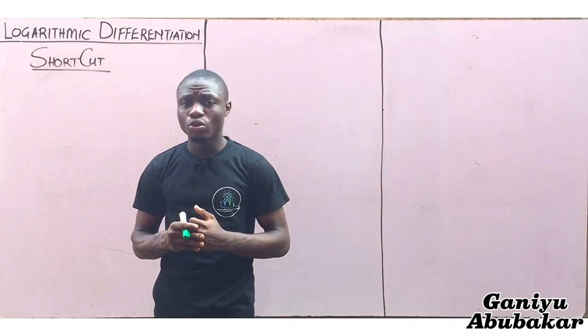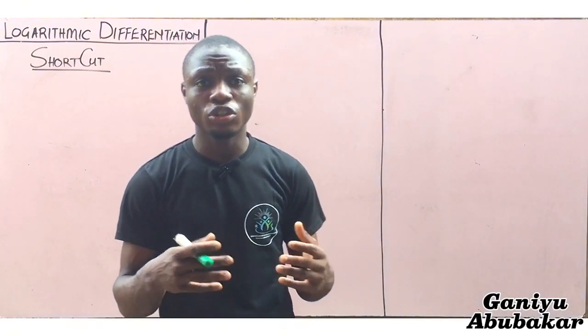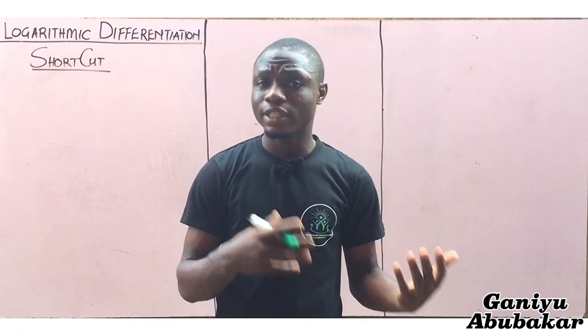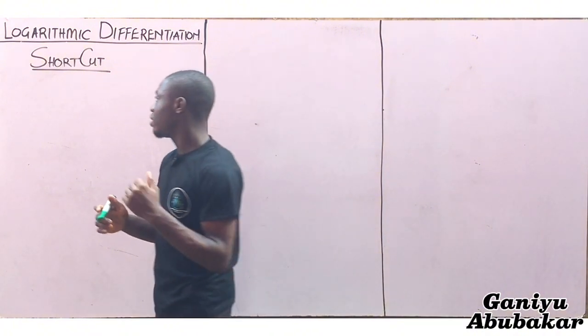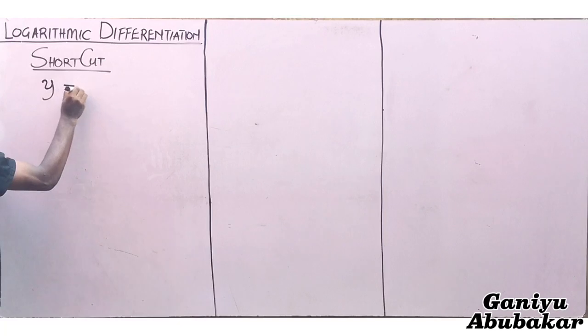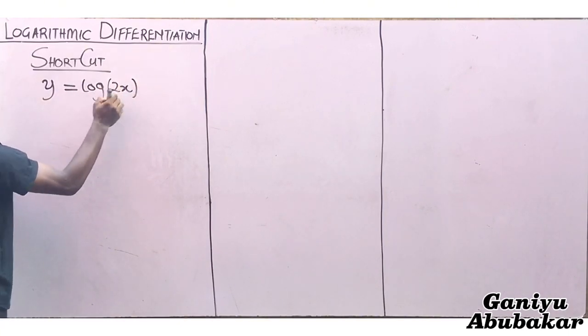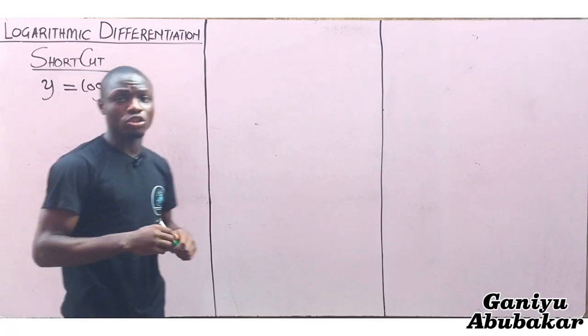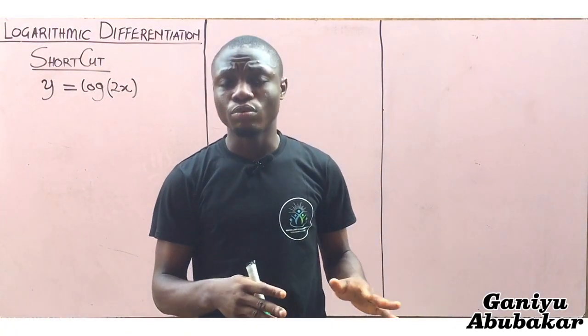So let's dive into how to solve logarithmic function of differentiation using shortcuts. The idea is quite simple. Last class we said that, let's say for instance, I have that y is equal to log 2x, and I want to solve this one here using shortcut. What's your first task? Your task is quite simple, right?